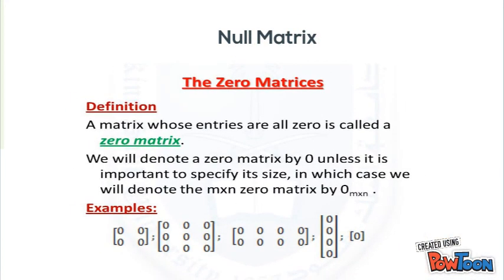Now the last one is null matrix. A matrix whose entries are all 0 is called a zero matrix. As the figure shows, all entries of the matrix are 0, so you can say this matrix is a null matrix.